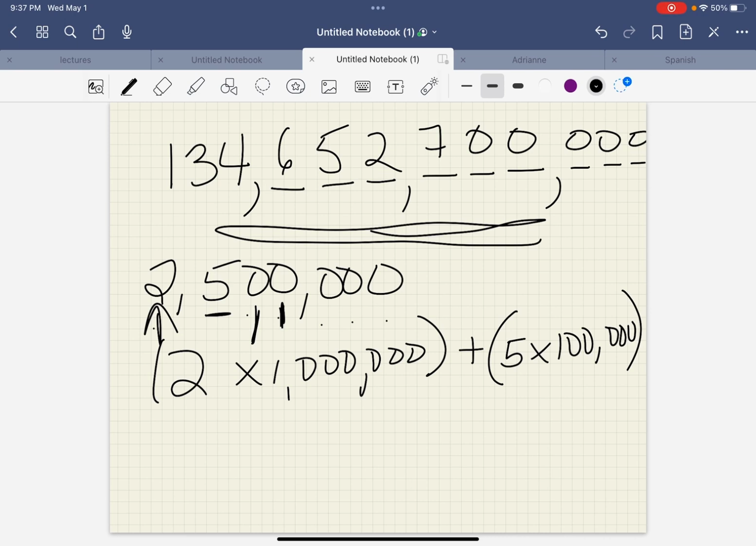Okay, so that's lesson 52. You do the evens on that.